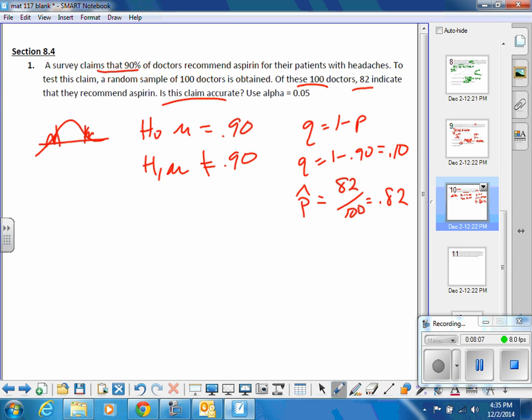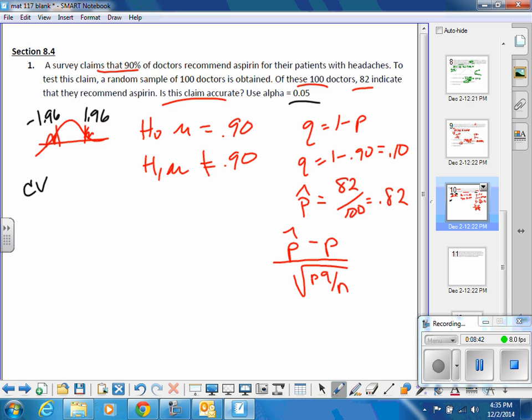Now I should have everything at this point to go ahead and do my formula. The formula for this is P hat minus P all over the square root of PQ multiplied together divided by N. We need to find our critical value. Now, we forgot. So critical values, go down to the Z. Looking at a two-tailed, alpha's 0.05. Figure out your Z's are going to be 1.96 and negative 1.96. Please make sure you do that.